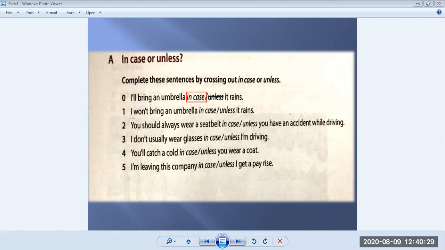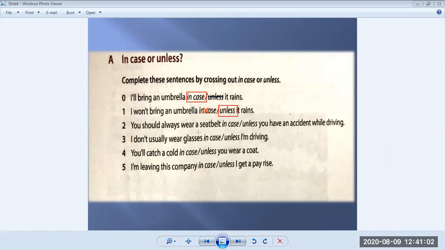Next one. I will not bring an umbrella in case, unless it rains. Aha. This one is different. Here I'm going to cross out in case. Why? I will not bring an umbrella. He is talking, I will not bring it unless it rains. He is expressing the condition. If it doesn't rain, I'm not going to bring it. That's what it means. Okay, next one.